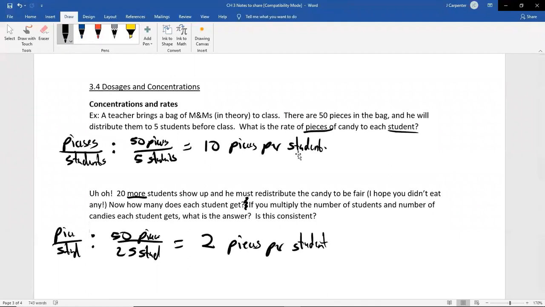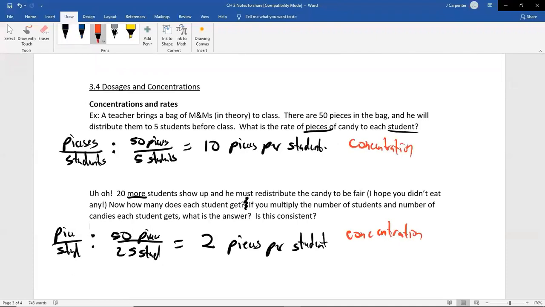What's the point of having some M&Ms, having a small amount of students, giving them, taking them back, then having a large amount of students and redistributing them? This is the idea of a concentration. 10 pieces per student is the concentration of candy to students. This is a concentration with a different population. 2 pieces per student. So a concentration is a rate.